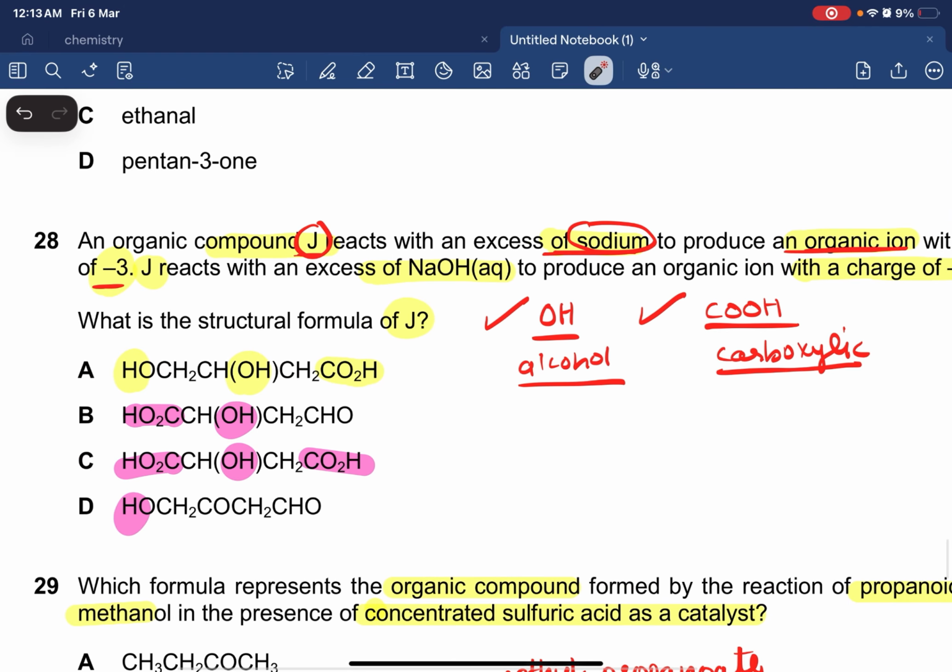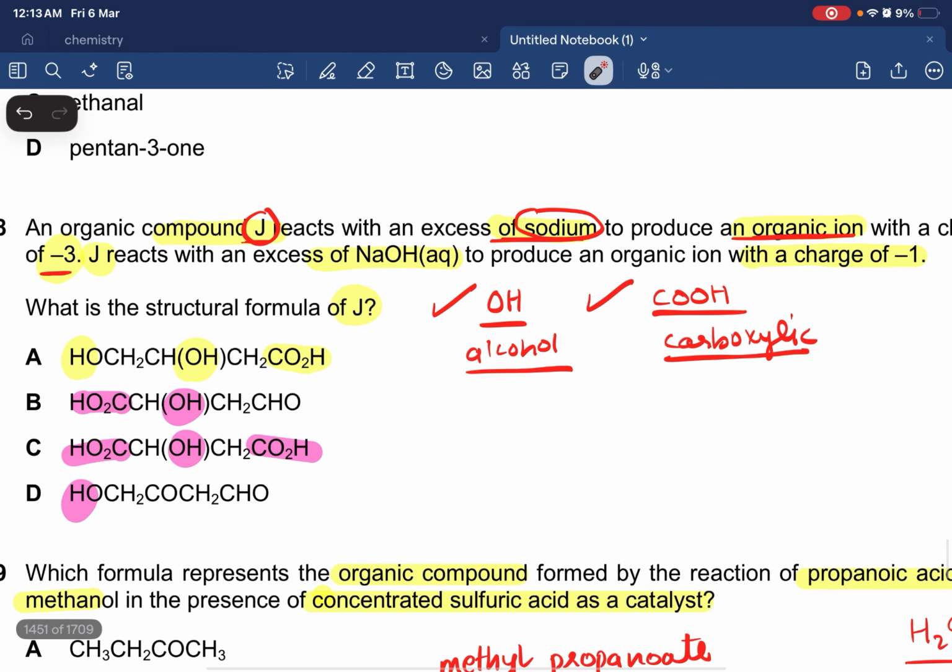Now next thing. J reacts with excess NaOH to produce an organic ion. What's going to react with NaOH? Only carboxylic, to produce an organic ion with a charge of -1. That means J has 1 carboxylic group, right? So you can see it for yourself. A -1 means 1 carboxylic. Now we're looking for 1 carboxylic group in J.